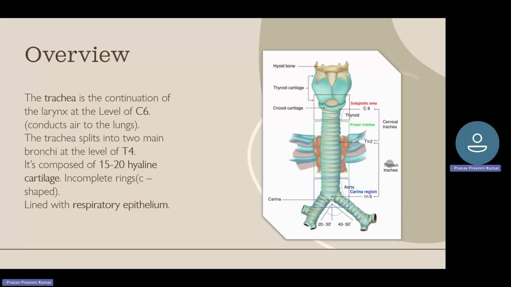And it's composed of 15 to 20 hyaline cartilages. The hyaline cartilage itself is not a complete ring, whereas it's like a C-shaped incomplete ring, where the open side is towards the back, and on the inside, it's lined with the respiratory epithelium.